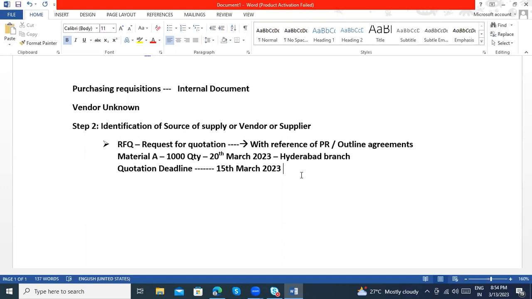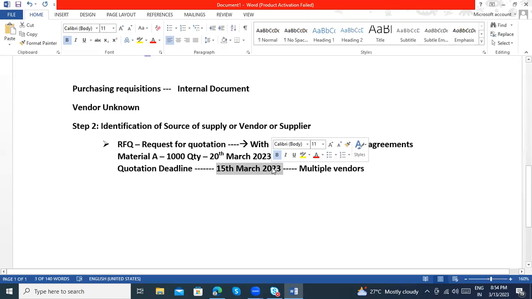Yes, sir. So here also the same way. They will be sending that request for quotation to multiple vendors, and they're saying that this is the deadline. So before 15th, whatever quotation we get, that only we accept. If it crosses that 15 March, we will not be accepting that. Okay, clear?